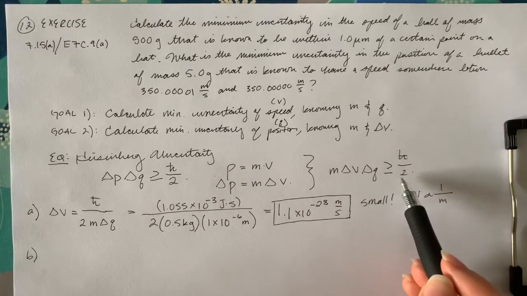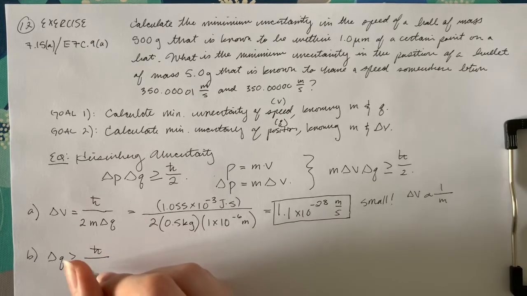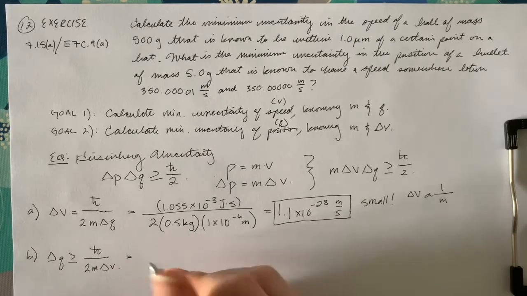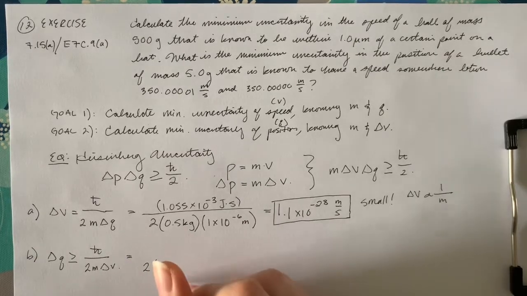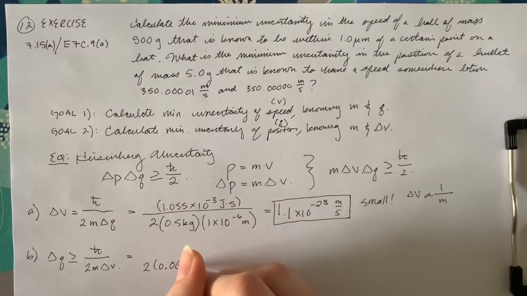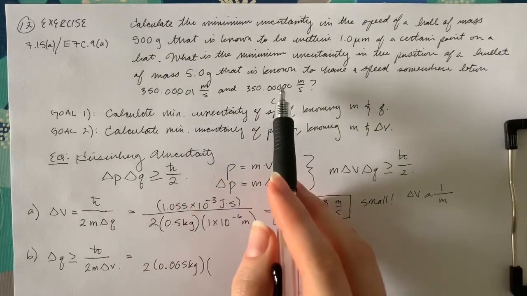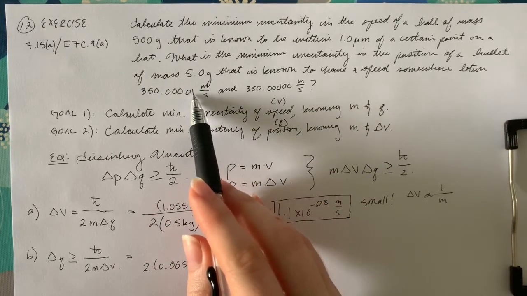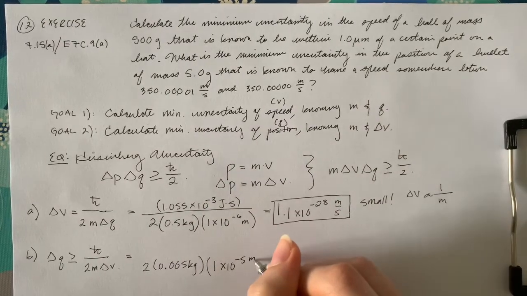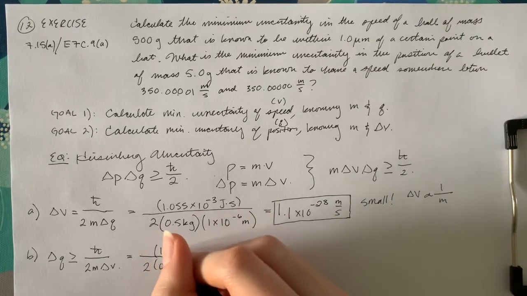So rearranging this equation, we get delta Q is greater than or equal to h bar over 2m dv. Same thing, just plug and chug. I'm going to start with the denominator. 2 times mass, which we're given is 5 grams this time, so 0.005 kilogram times dv. dv is just this subtracted by this, and this is a 10 to the minus 5 difference. So 1 times 10 to the minus 5 meters per second, with h bar on top.